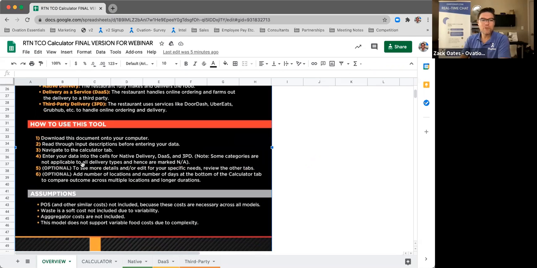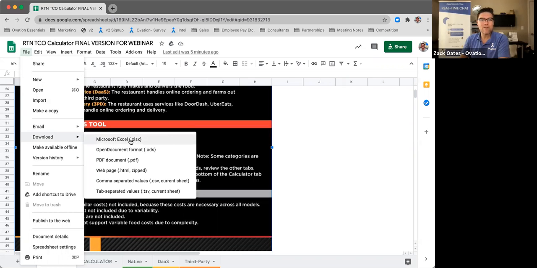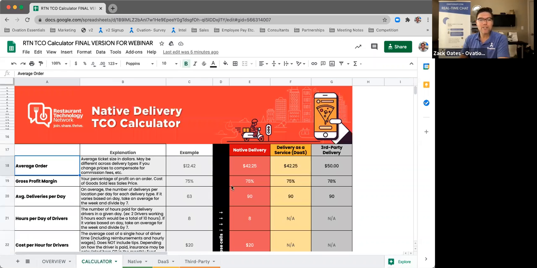Yeah, thanks, Angela. And make sure to go through the instructions here, the assumptions. But the first thing you're going to want to do is go down here to File, download it as an Excel, and then you will have this on your computer to go through. What we're going to do is go into the calculator section of it and walk through line by line to give you an idea of any tips to think through this.